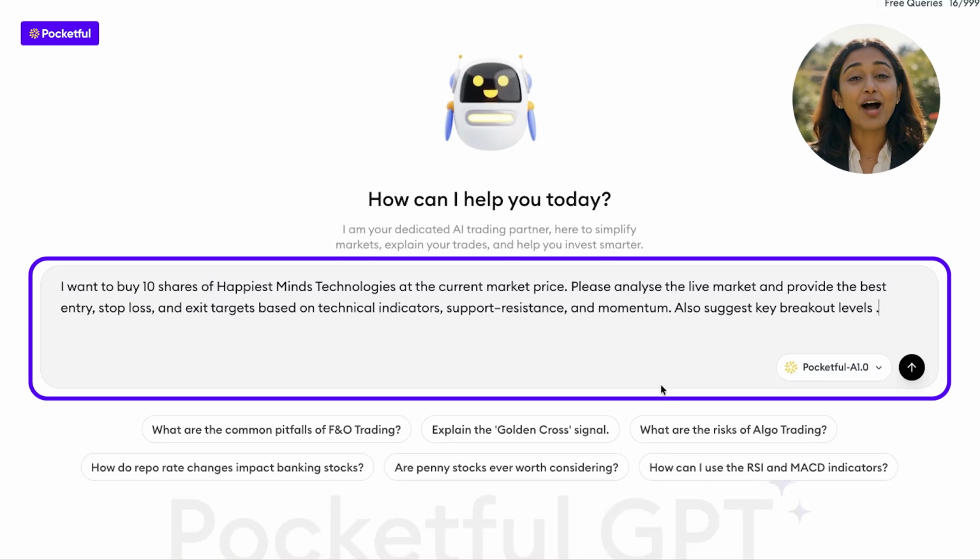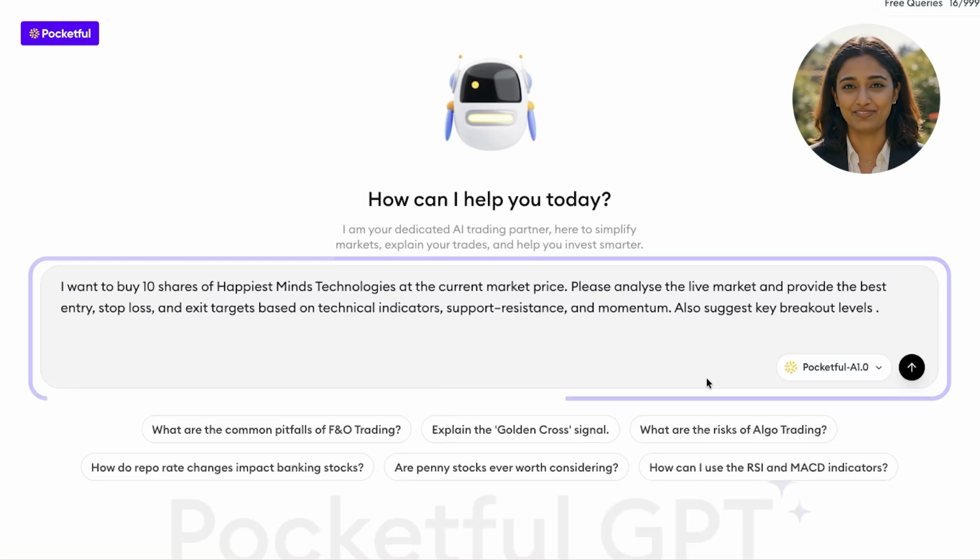In this video, I will provide a prompt to Pocketful GPT that I want to buy 10 shares of Happiest Minds Technologies at the current market price. Please analyze the live market and provide the best entry, stop loss, and exit targets based on technical indicators, support resistance, and momentum. Also suggest key breakout levels.